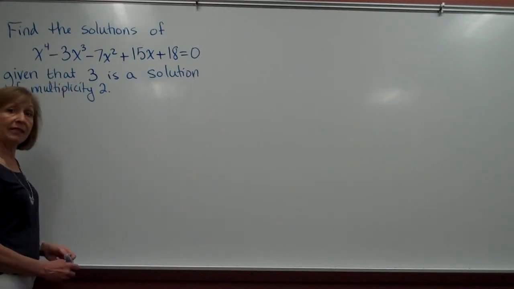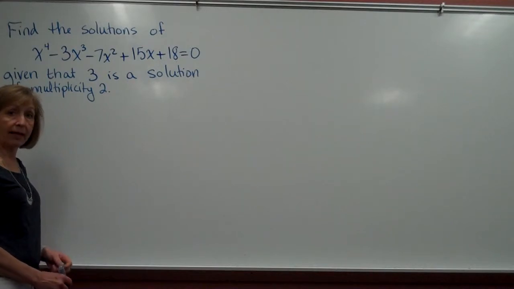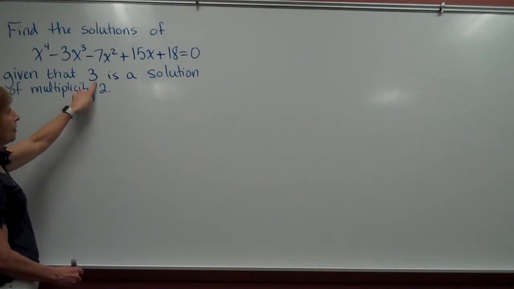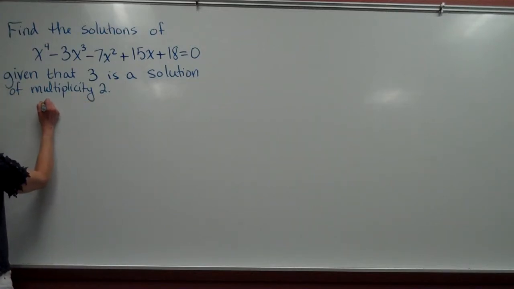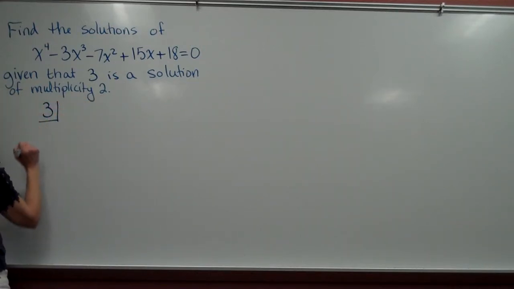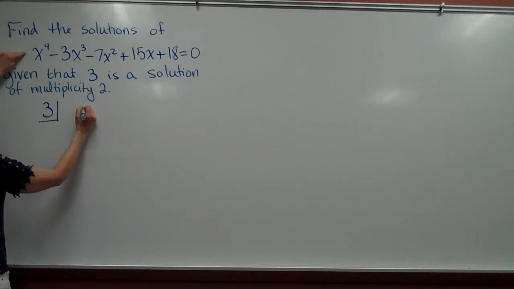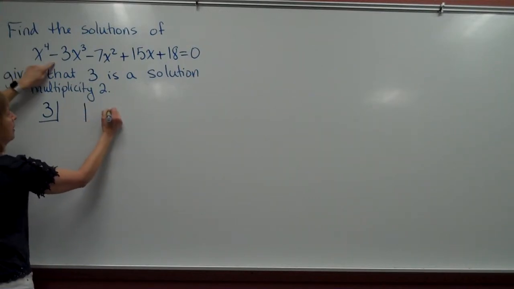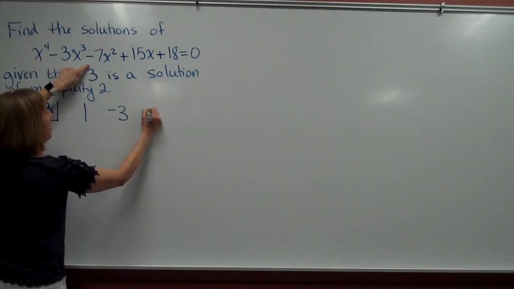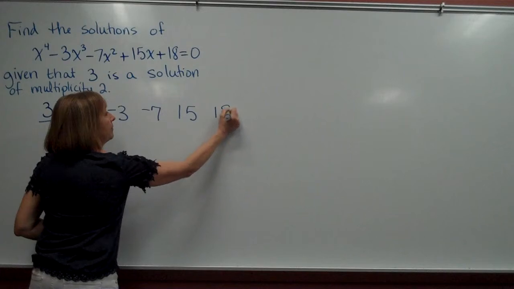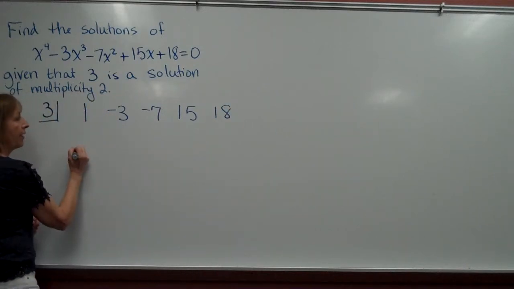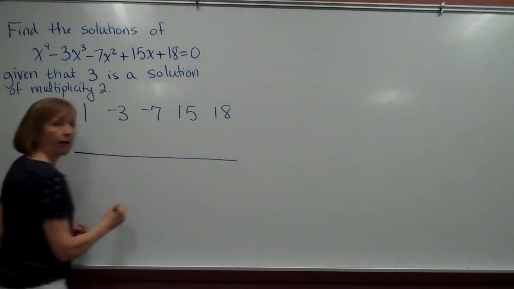Now, what we're going to do is use synthetic division to help us out with this process. Since I know that 3 is a solution of multiplicity 2, I'm going to use synthetic division with the number 3 and the coefficients of each term of the polynomial. So coefficients of 1, negative 3, negative 7, 15, and 18. And then skip down a line and draw a horizontal bar.